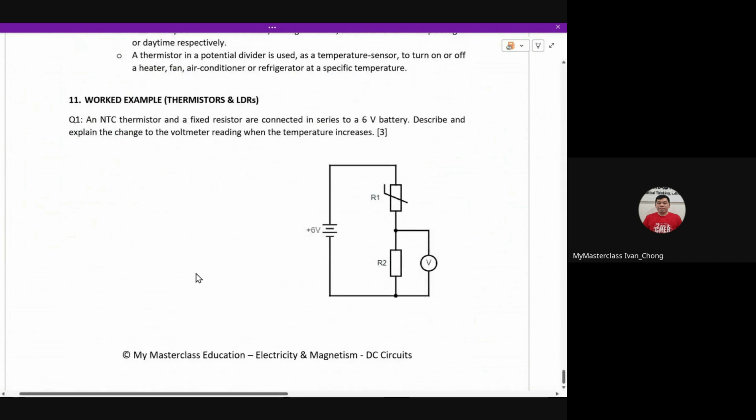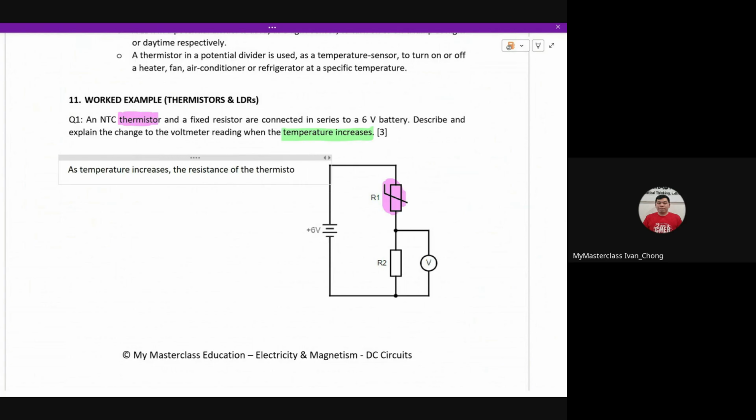So what I mean by this is, for example, you have this thermistor over here. If you never noticed, this guy is your thermistor. You have a fixed resistor and a battery of 6 volts. Describe and explain what happens if temperature increases. The first thing you want to write is: as temperature increases, the resistance of the thermistor will decrease, because temperature increase has the opposite effect.